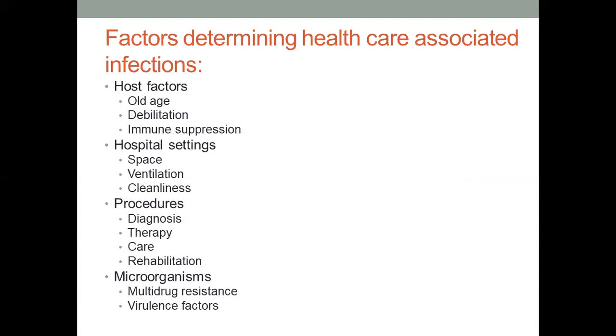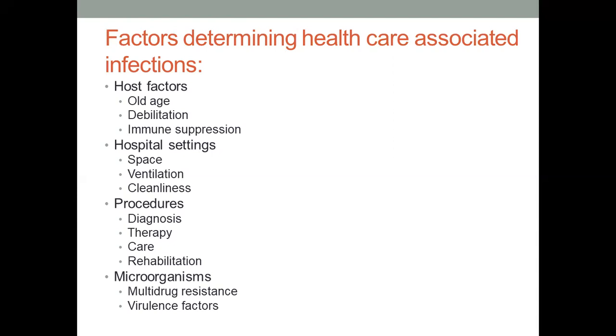Factors determining healthcare associated infections. First is host factors, like people who are in old age, senior citizens, they are at higher risk of getting healthcare associated infection. Debilitation, that is people who are critically ill, multi-organ failure. Okay, their condition is getting critical day by day. Immune suppression, patients who are on immunosuppressive drugs for various health reasons. If you are on immunosuppressive drugs, you will have higher risk of healthcare associated infections.